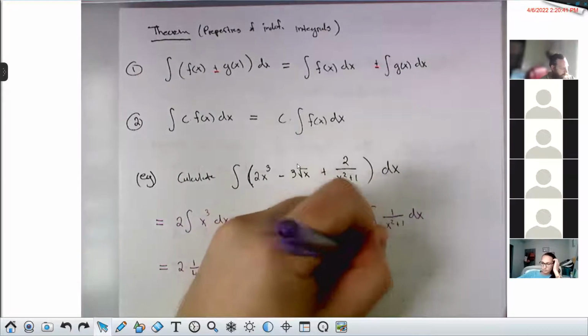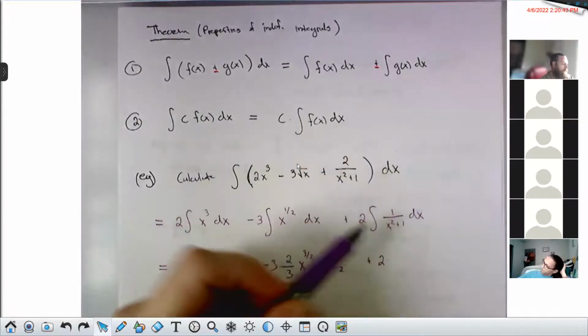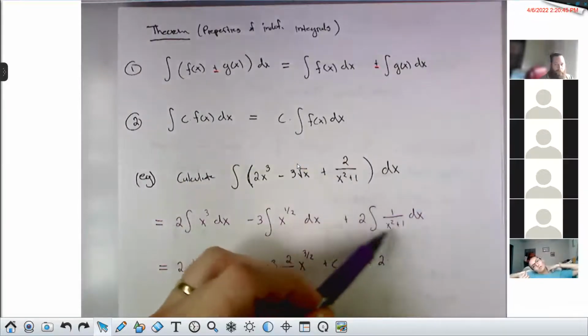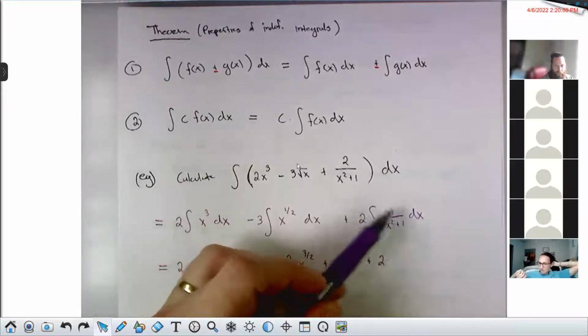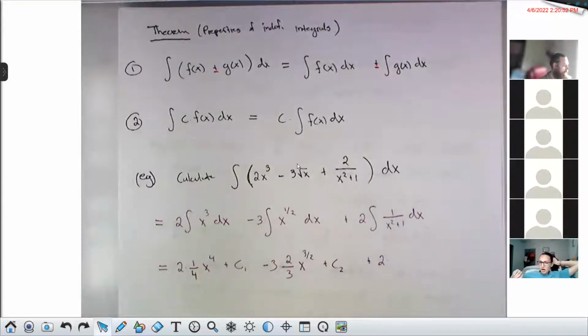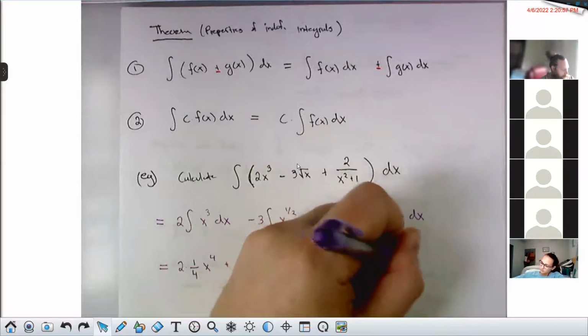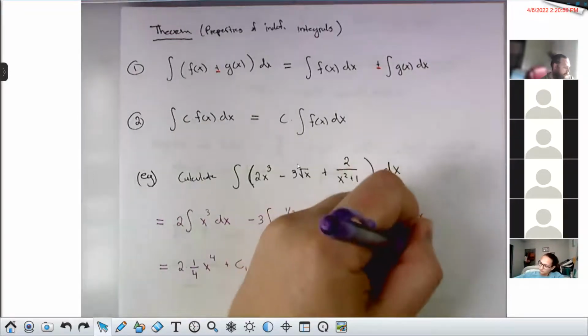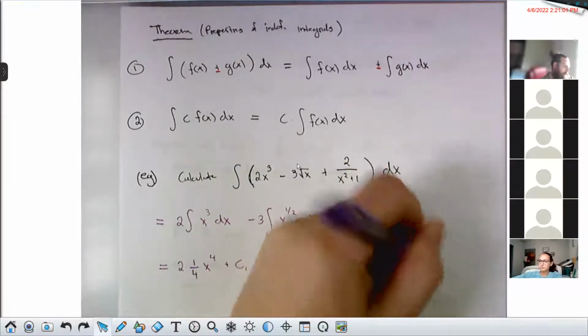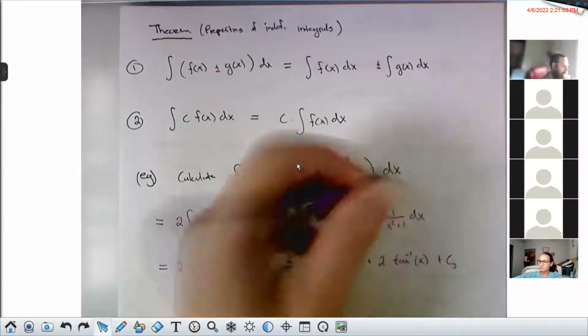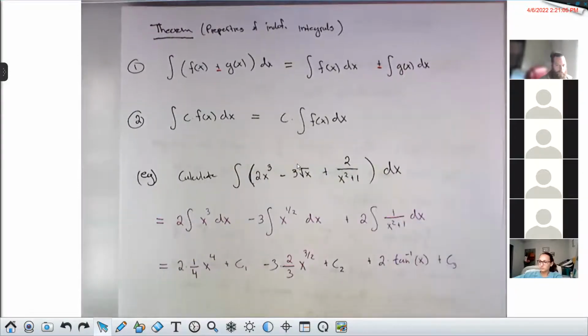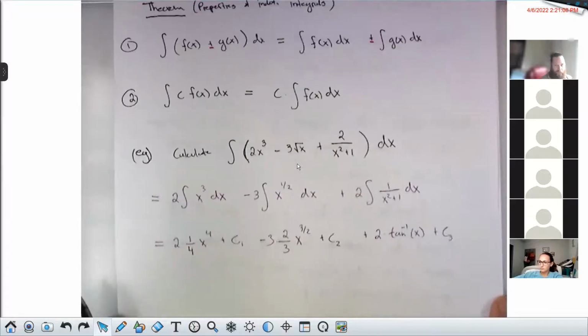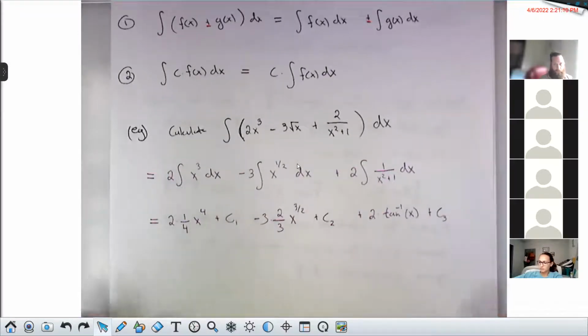Finally, this last guy is 2 times the most general antiderivative for 1 over x squared plus 1. What is this guy? Did we mention this guy? Arctan. Arctan, very good, the inverse tangent function. And if you prefer to write arctan, that's fine. I have become accustomed to the inverse notation like this. Either one is fine.